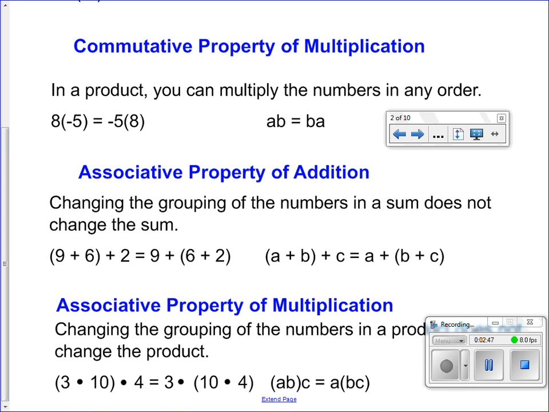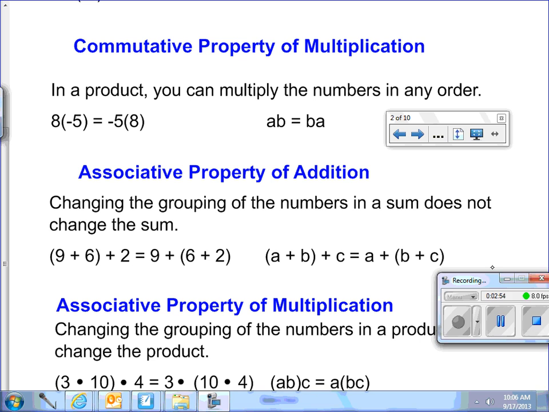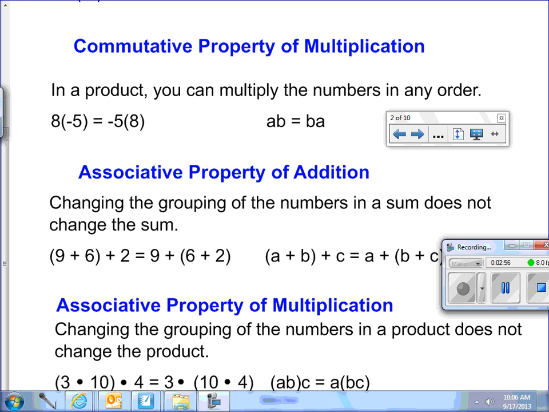Now, the associative property of multiplication: changing the grouping of the numbers in a product does not change the product. So if you have (3 times 10) times 4, it is equal to 3 times (10 times 4). In algebra, you can have (a times b) times c, and that's going to be equal to a times (b times c).